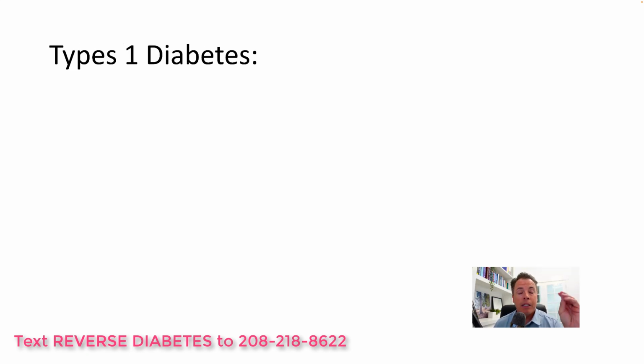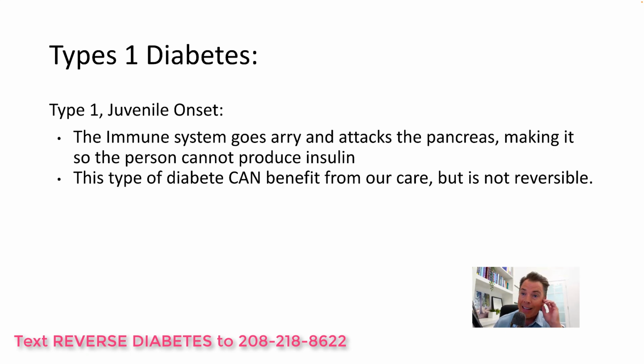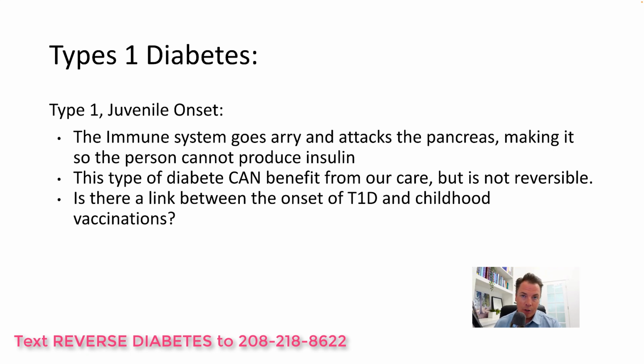So let's be clear here about the types of diabetes. I'm not talking about type 1 diabetes here. Type 1 diabetes is juvenile onset. It is when your immune system actually goes awry and attacks your pancreas. A person with type 1 diabetes, because of that attack, cannot produce their own insulin. And a person like that can benefit from what we're talking about here today, but it's definitely not reversible.